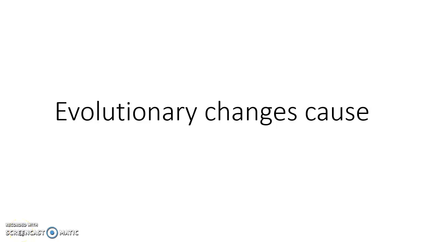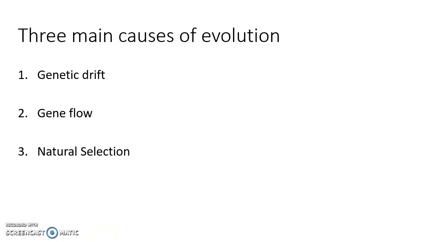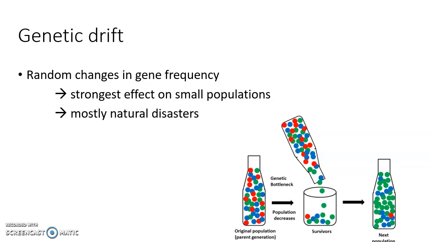In this PowerPoint, we're going to talk about evolutionary changes, so the changes that evolution is causing. This is the start of chapter 17. There are three main causes of evolution. One is genetic drift, two, gene flow, three, natural selection. So each of these will be explained throughout the PowerPoint.